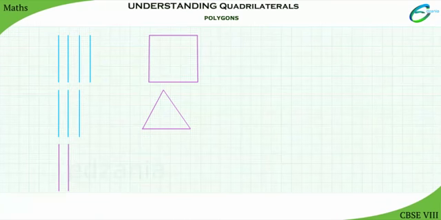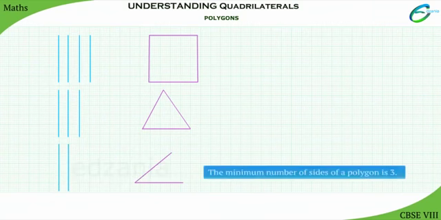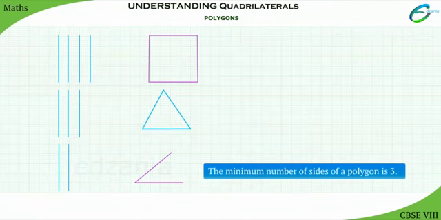Try it in your notebook once. No, it's not possible to make a polygon using 2 line segments. So the minimum number of sides of a polygon is 3.